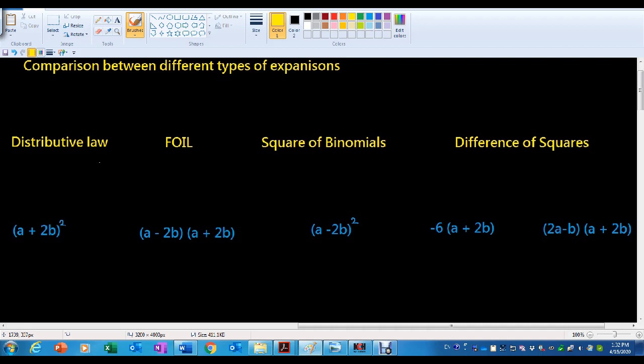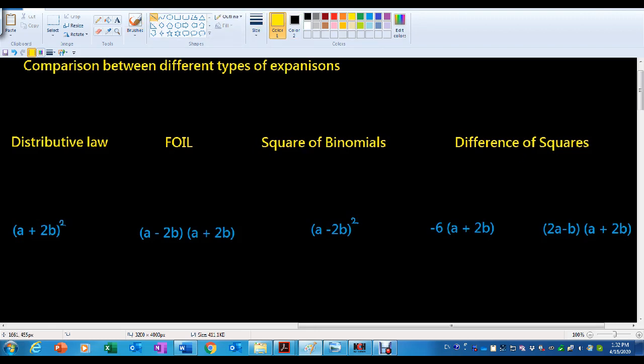What kinds of questions are we going to use the distributive law for? Think about that. All right. And of course, FOIL. FOIL means first, outer, inner, and then last. Square of binomials, of course, is about squares, and then difference of squares. That's what we have just learned today. Okay, so let's see the first one.